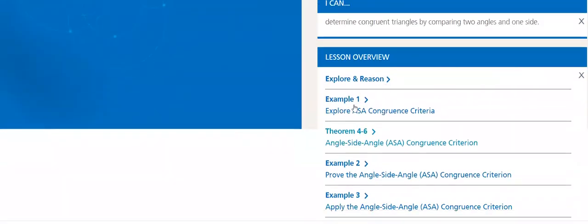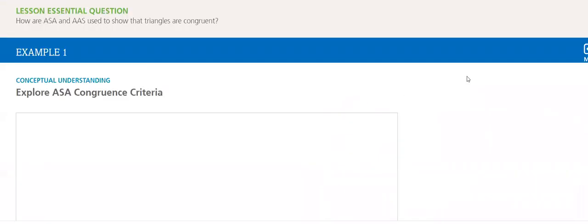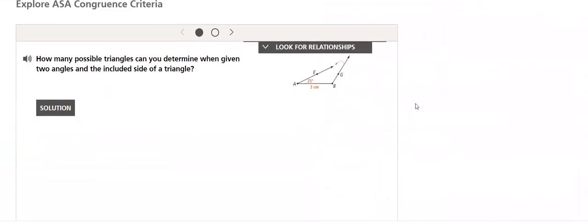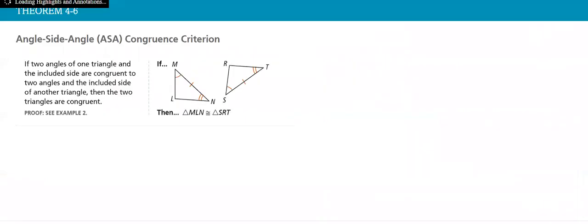So we will explore what is meant by ASA congruence criteria. You know by now that ASA stands for angle side angle. That if two angles have corresponding sides that are congruent, angle side angle congruence criteria, then the two triangles will be congruent.